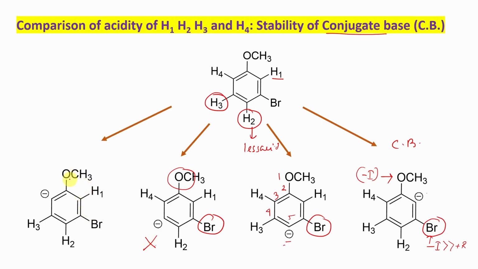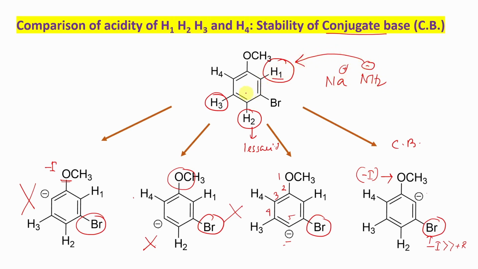Here, you only have the minus I of this oxygen operating, para with respect to this bromine, so it will not help to stabilize. So one thing is clear, this is not possible, this is not possible, this is also not possible. So only H1 could be abstracted by this NH2 anion.